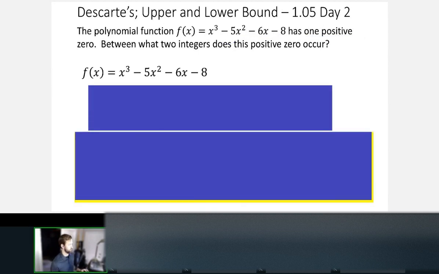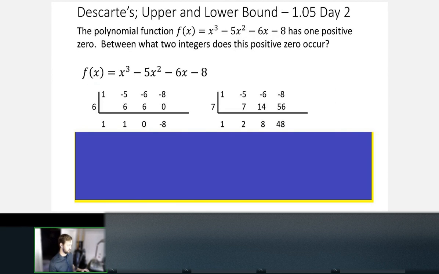Or we could do it the long way and test things mathematically. We could use synthetic division, which I do here, or we could just plug in values. We can do f of 1, f of 2, f of 3, f of 4, f of 5, all the way up until we figure out the answer. So the answer, you can probably guess based on my work, is between 6 and 7.